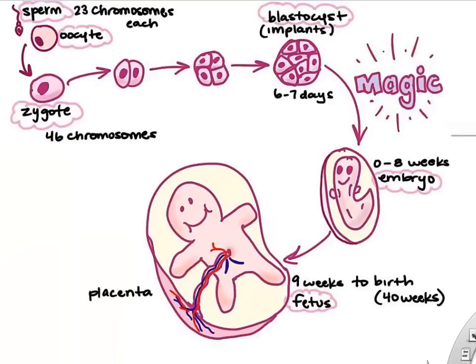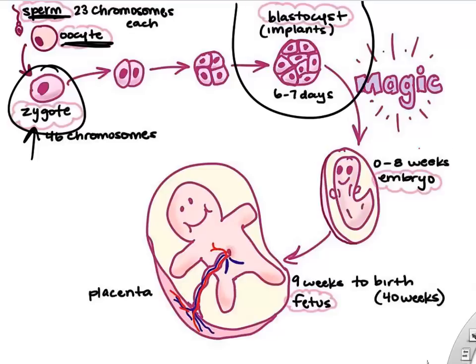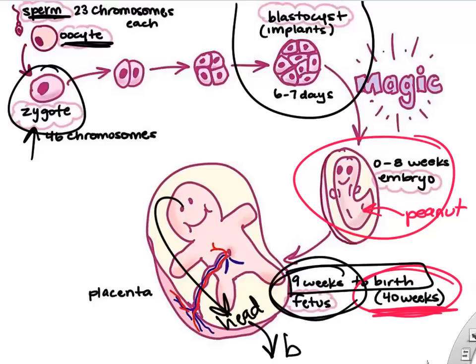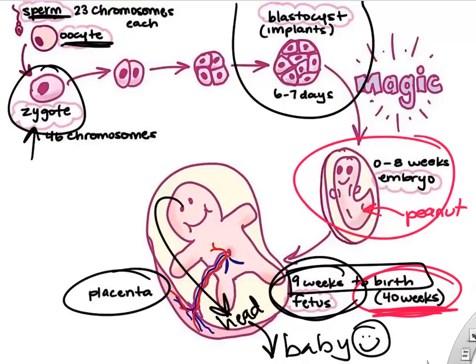So remember, we start off, sperm and oocyte create that zygote. After about a week, that blastocyst, that ball of cells, implants, and then you have an embryo that's forming in the wall of the uterus, and eventually you have a fetus, 9 weeks to birth, about 40 weeks. We consider that a fetus, and then of course once you're born, you're a baby. And also don't forget that the placenta also has to detach and come out as well. It usually follows the baby.